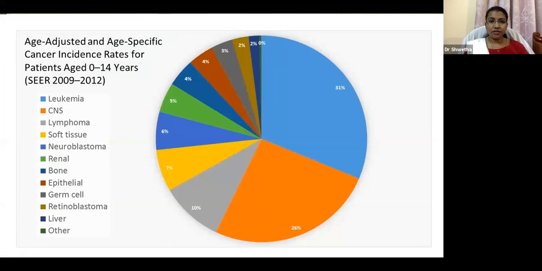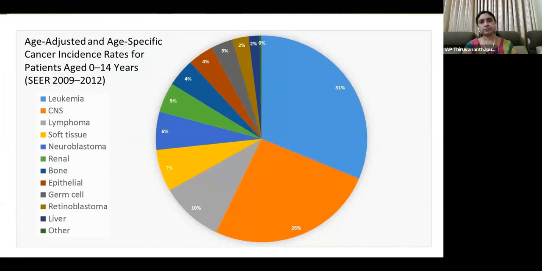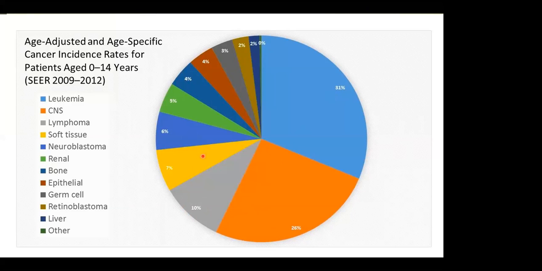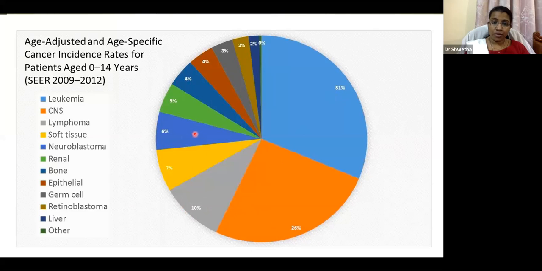So I'd like to start with this slide. It shows the cancer incidence rates for patients aged 0 to 14 years. And as we can see, the largest chunk, that is 31% of it, is due to leukemia. So acute leukemia is the most common type of pediatric cancer that we see. It's followed by CNS tumors, which account for nearly 26% of all tumors, followed by lymphomas, which are around 10%. And this whole area is dedicated to all the solid tumors that we come across. For example, the soft tissue sarcomas, we have neuroblastoma, then we have the renal tumors like Wilms tumor, and bone tumors like osteosarcoma and Ewing sarcoma.